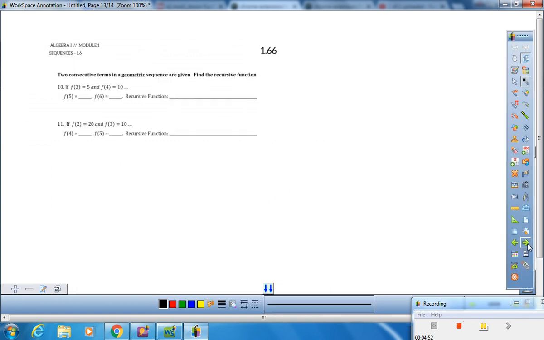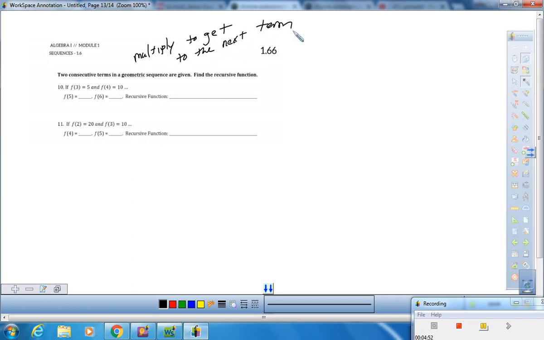All right, now we have a geometric sequence. Geometric sequence, we multiply to get to the next term. Hopefully you guys are picking that up in this chapter. Okay. So, f of 3 was 5. f of 4 was 10. So the third one was 5. The fourth one was 10. So the fifth one will be 20, and the sixth one will be 40.